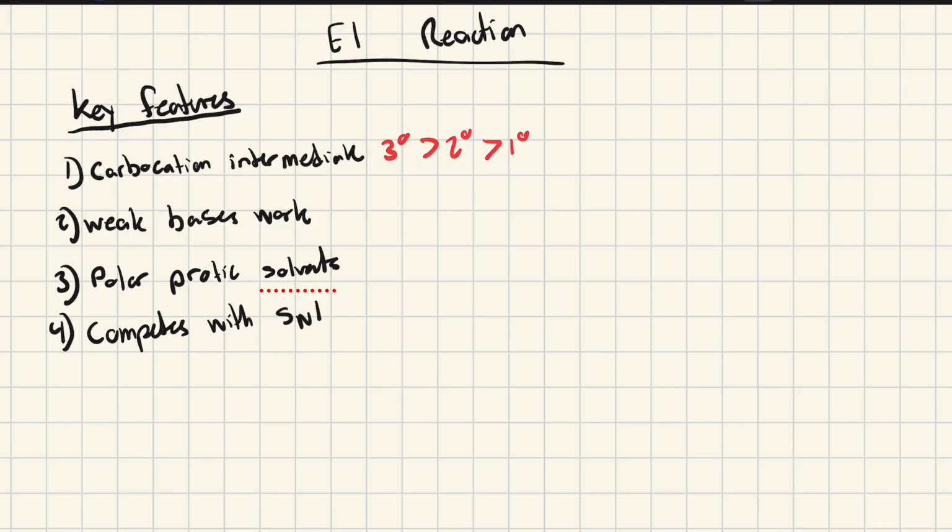The second key feature is that weak bases are enough. They do work on E1 reactions. If you remember the definition of a Bronsted-Lowry base, a base is essentially a proton acceptor. It just gains a proton. We have strong bases and weak bases, but since we have a carbocation, if it gets rid of that positive charge, if it gets rid of that proton, it'll become much more stable. It's really willing to get rid of that proton. So even a weak base can take that proton in order for our carbon-carbon double bond to form.